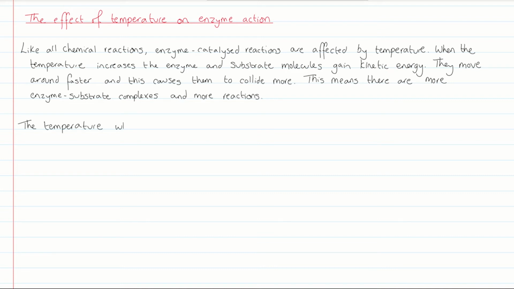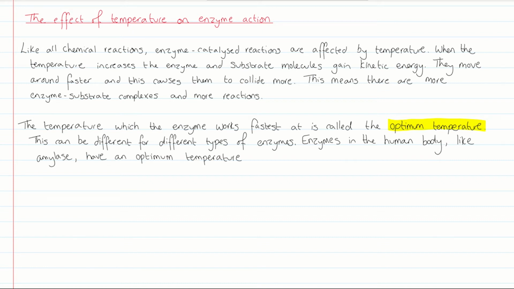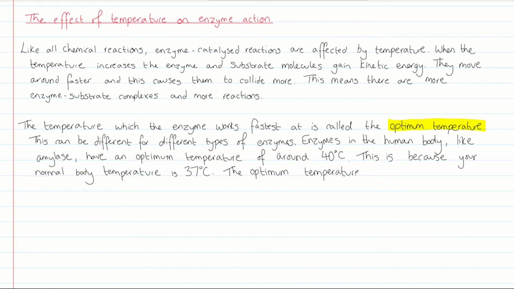The temperature which the enzyme works fastest at is called the optimum temperature. This can be different for different types of enzymes. Enzymes in the human body, like amylase, have an optimum temperature of around 40 degrees Celsius. This is because your normal body temperature is 37 degrees Celsius. The optimum temperature is a bit higher, so the enzymes don't denature if you get a fever.